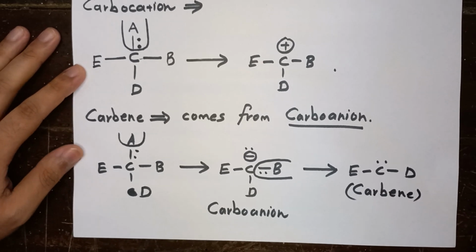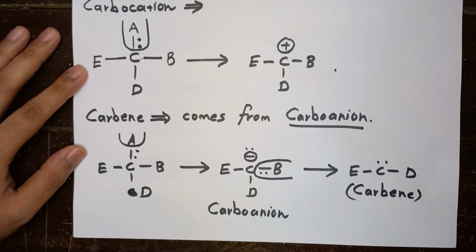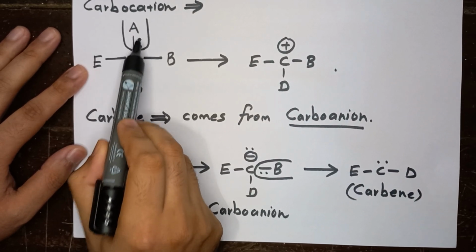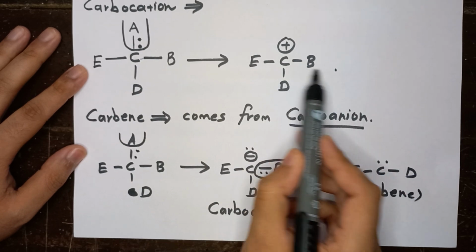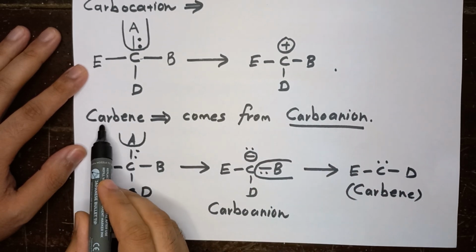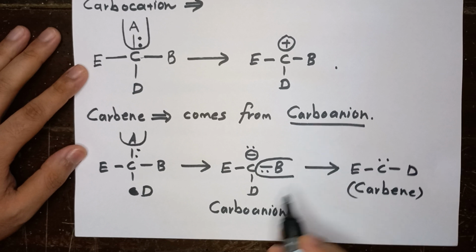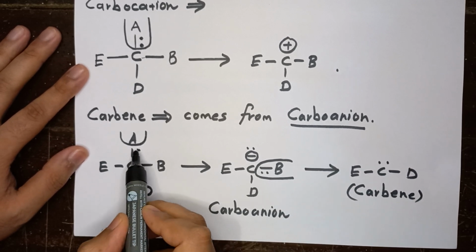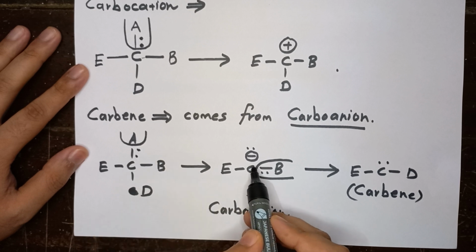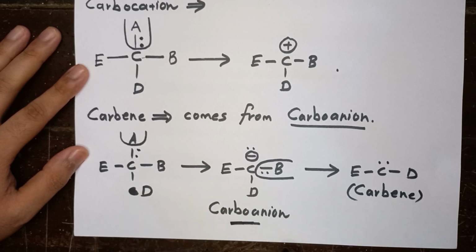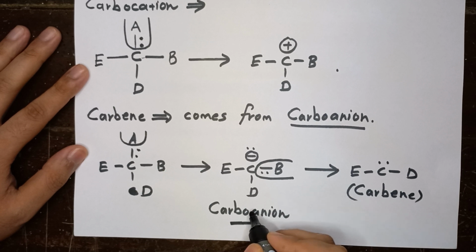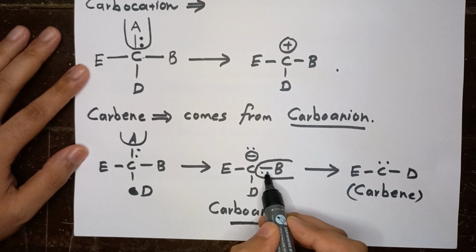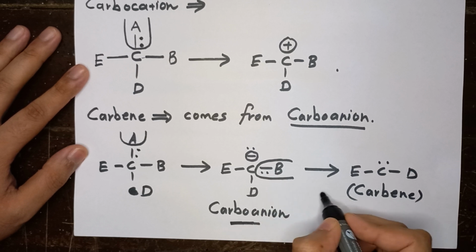Okay. Let me just quickly revise. To generate carbocation, one of the atoms is going to go taking both of the electrons, and you will generate carbocation. Now carbene comes from carbanion. To generate carbanion, the A is going to go keeping both of the electrons on C itself. To generate carbene from carbanion, another atom is going to go by taking both of the electrons with itself, and you generate carbene.